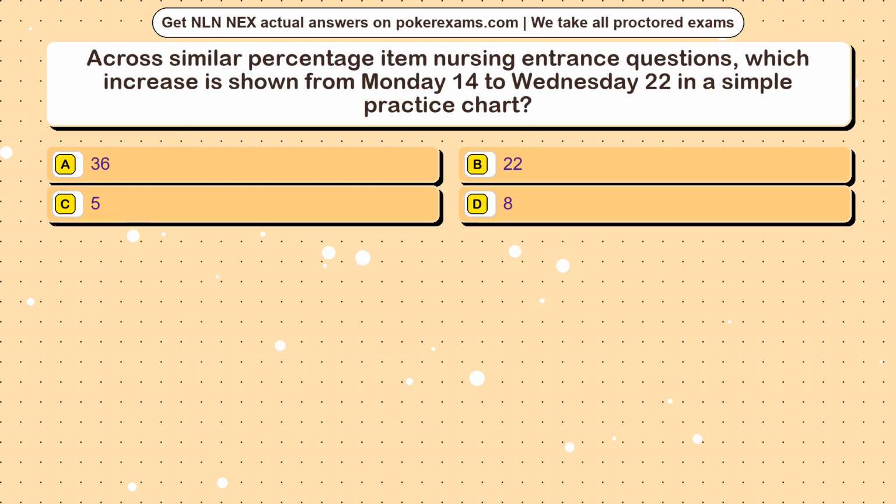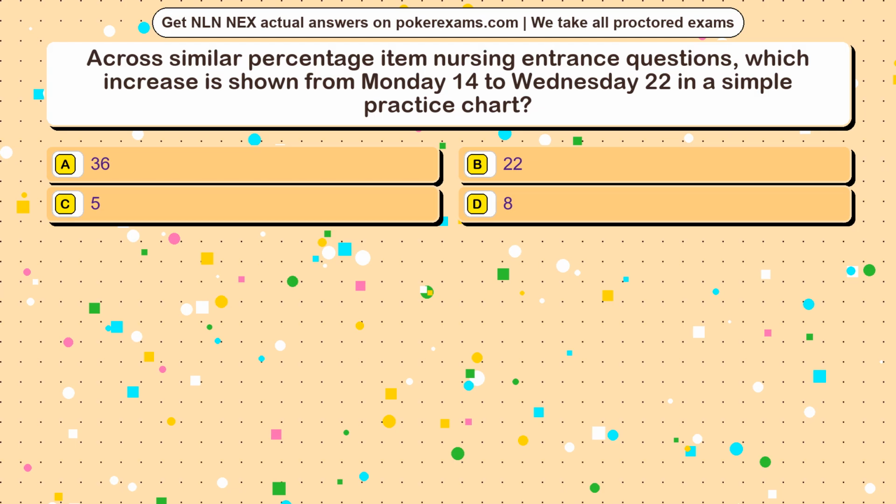Question 20. Across similar percentage item nursing entrance questions, which increase is shown from Monday 14 to Wednesday 22 in a simple practice chart? Option A, 36. Option B, 22. Option C, 5. Option D, 8.